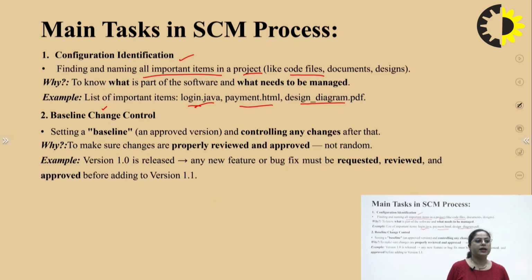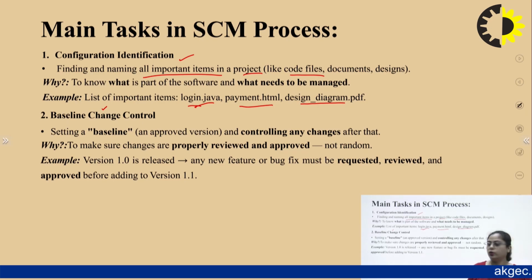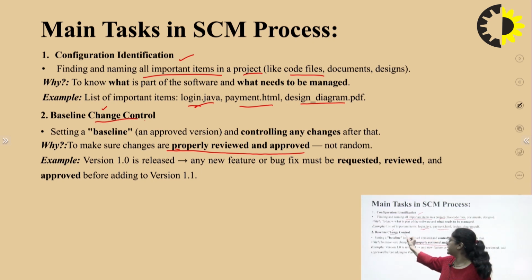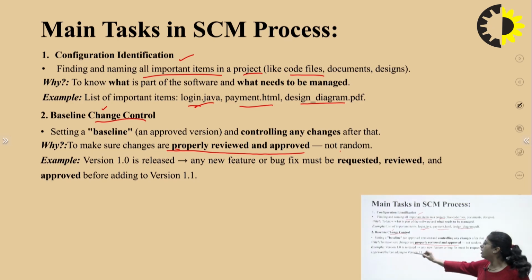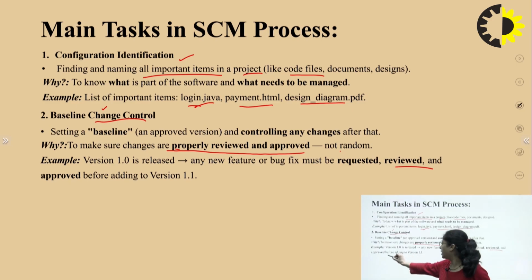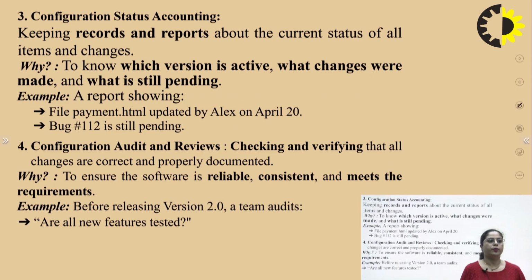Second is baseline change control. Setting a baseline, an approved version, and controlling any changes after that. Why are we using baseline change control here? To make sure changes are properly reviewed and approved, not random. Example, we can say version 1.0 is released. Any new features or bug fix must be requested, reviewed and approved before adding to version 1.1.